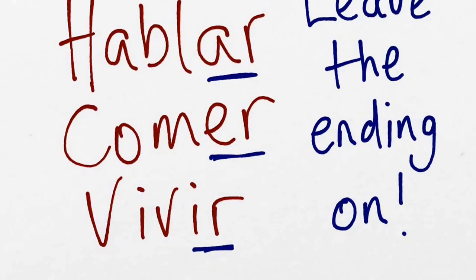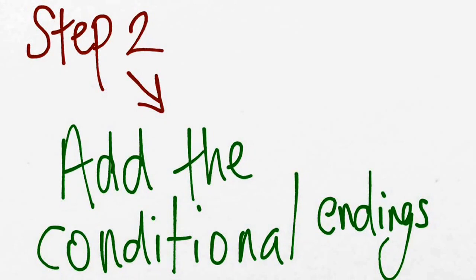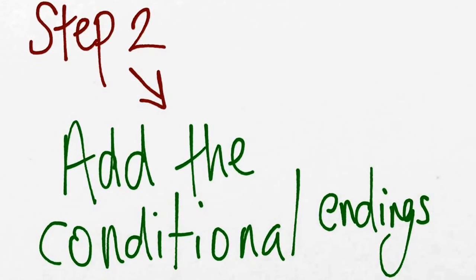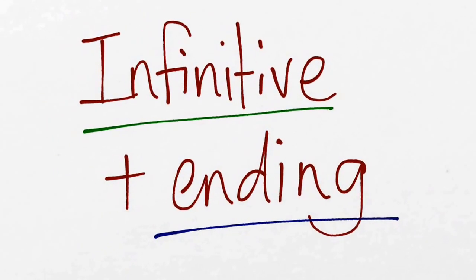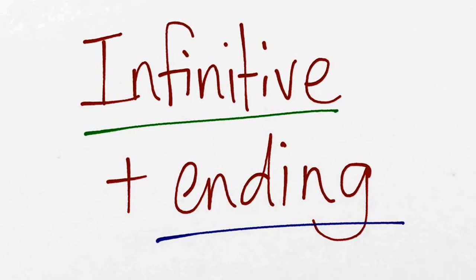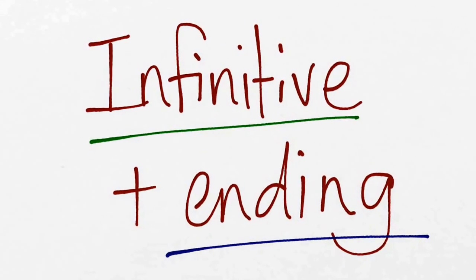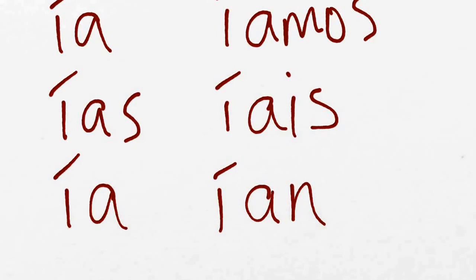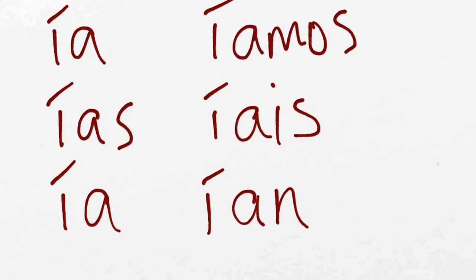First step, complete. Second step is you add the conditional tense endings. And the good news for the conditional tense is that there's only one set of endings for all of your verbs. So one set of endings and you're adding them to the infinitive like we've just come across in step one. So the conditional tense is formed by the infinitive plus the ending for this tense. Now what are those endings? Ía, ías, ía. Íamos, íais, ían.